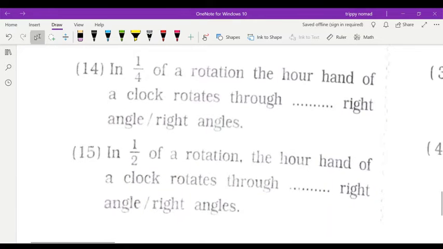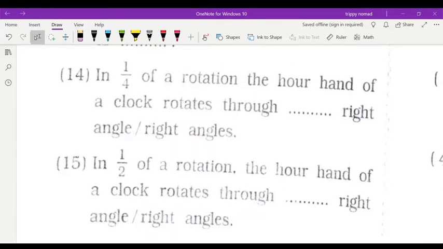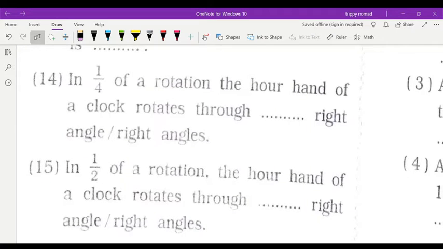Question number 14: in 1/4 of a rotation, the hour hand of a clock rotates through dash right angle or right angles. Children, when we were doing the rotation of the hour hand and minute hand in a clock, we know well that a complete rotation is 360 degrees. I am drawing here and showing this.